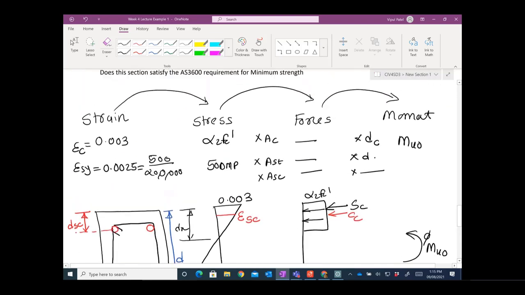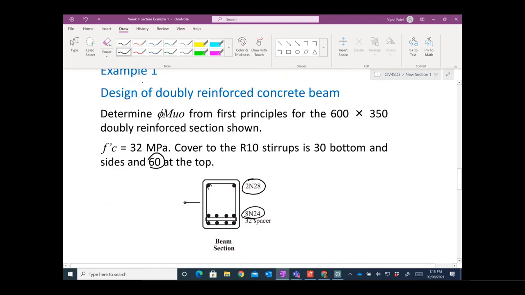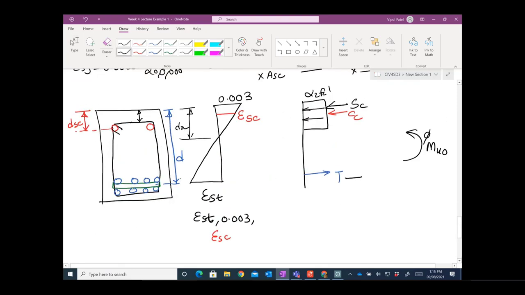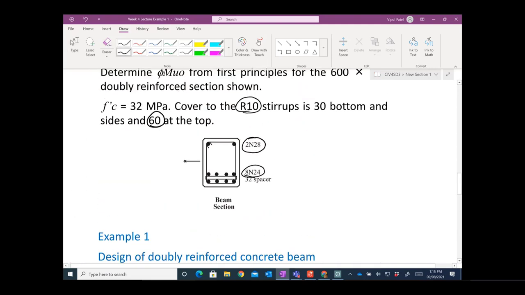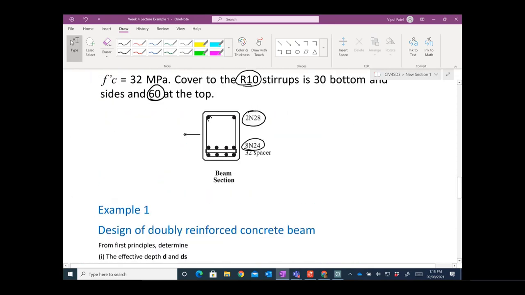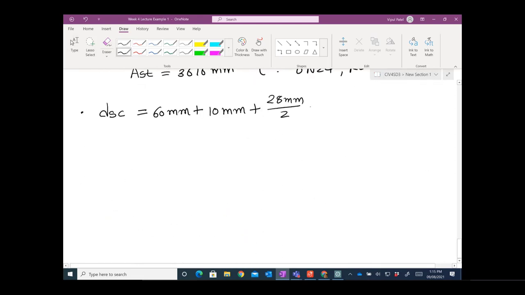Now the DSC, you can get it from cover. What is the cover here? The cover on top is 60 millimeters. Let's put that 60 millimeters, plus the cover, plus this stirrup. How much stirrup do we got? R10. So we have 10 millimeter stirrups, plus we have this Rio, the red one. What is the Rio? 28 Rio. So halfway through, right? Halfway through 28, so that would be 28 millimeters divided by 2. If you use a calculator, 60 plus 10 is 70, so 84 millimeters. If everyone agrees with me that the top Rio, the two Rio, they are sitting at 84 millimeters from the top, right? I hope you don't have any issue calculating that one.